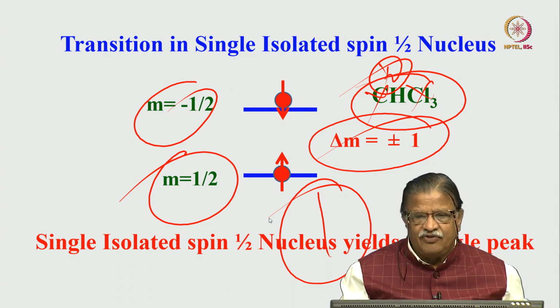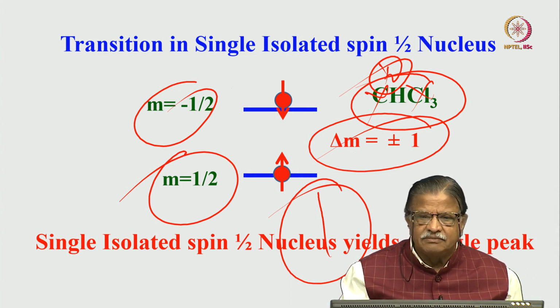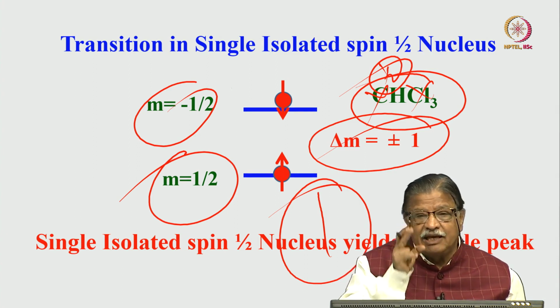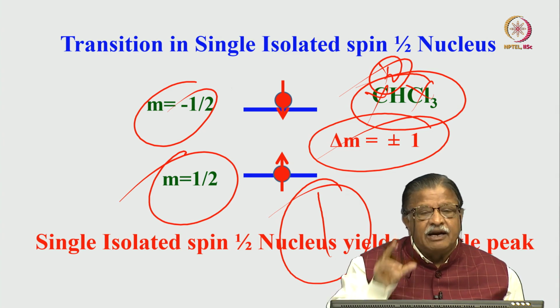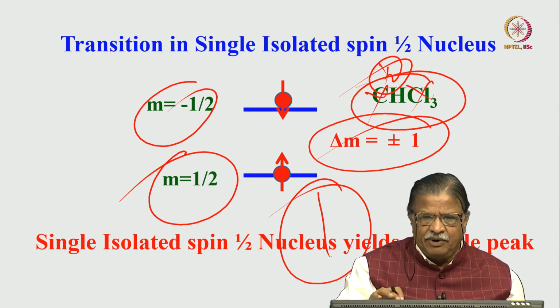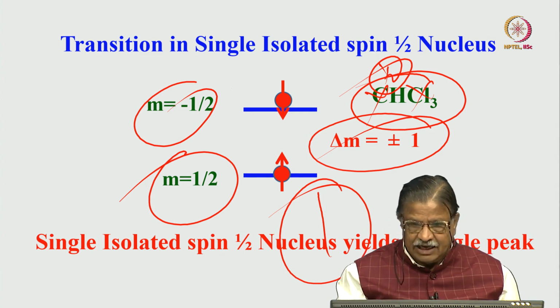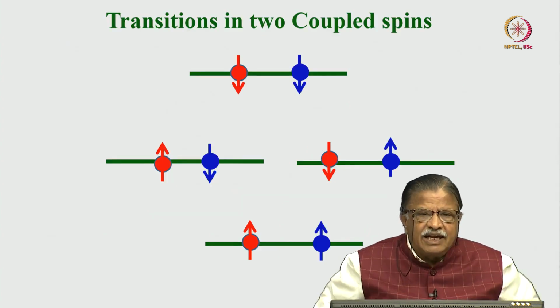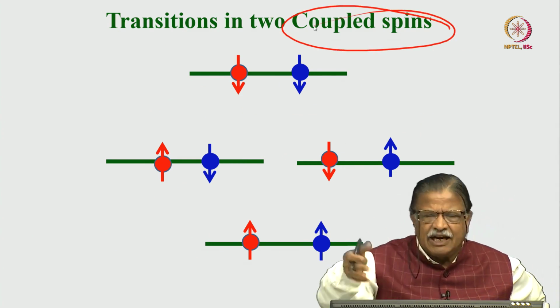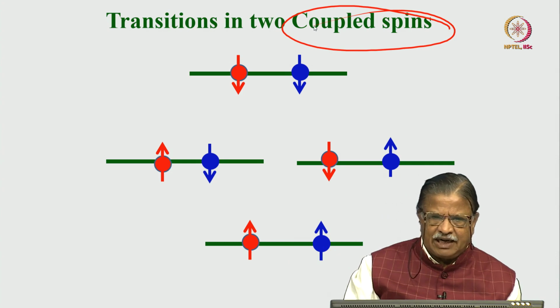Always, if you see the chloroform spectrum, the CHCl3 proton NMR spectrum, you will always find a single peak, because there is only one isolated spin, it has only two energy states, only one transition is allowed, alpha to beta or beta to alpha, and it gives us a single frequency. Now, consider the transitions of coupled spins. What are coupled spins? What is coupling? I will explain that when we go further after one or two classes.